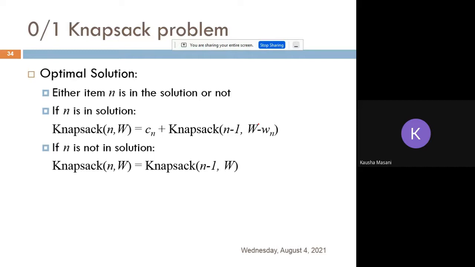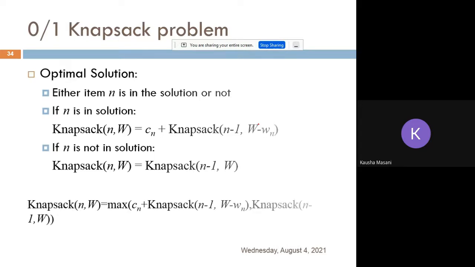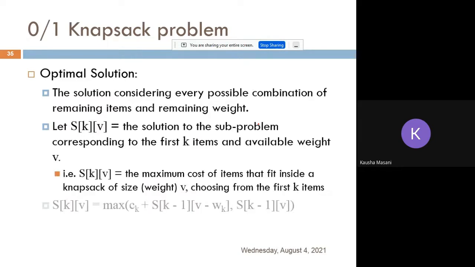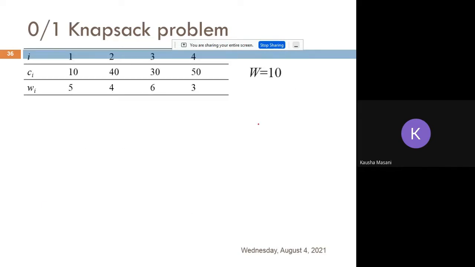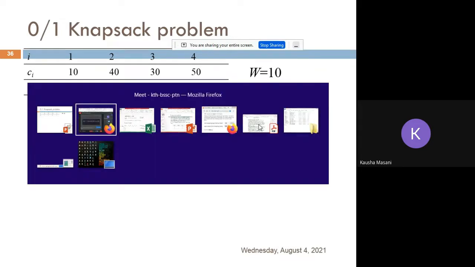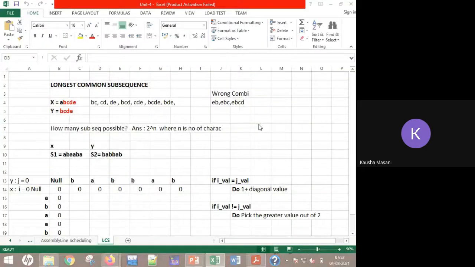This is the mathematical representation of your table values. We are going to build a table, something like this, where C of I and W of I will be written in the table format. Let me give you one example here before approaching the PPT.